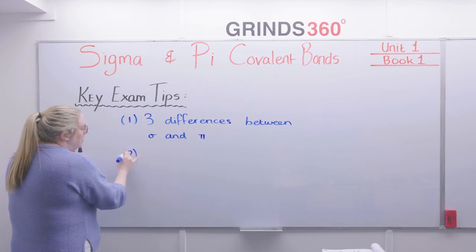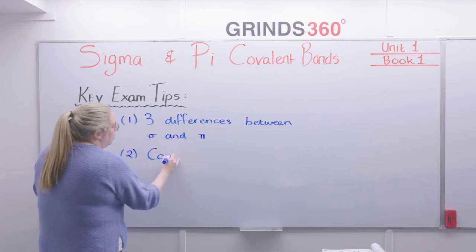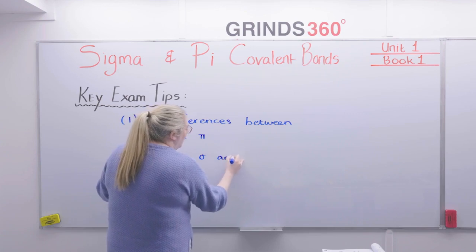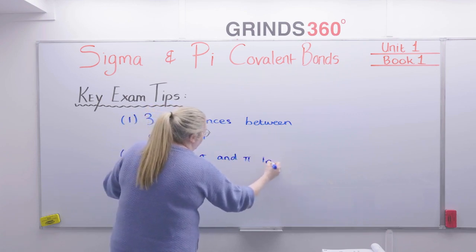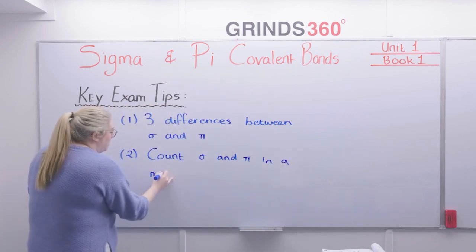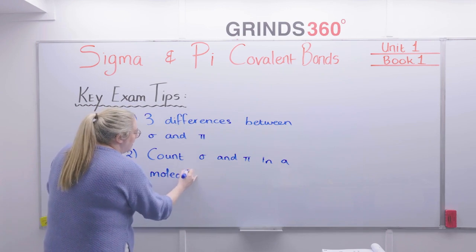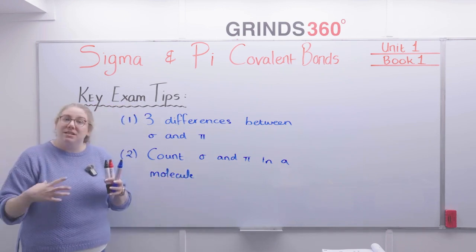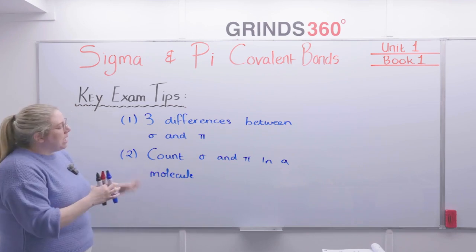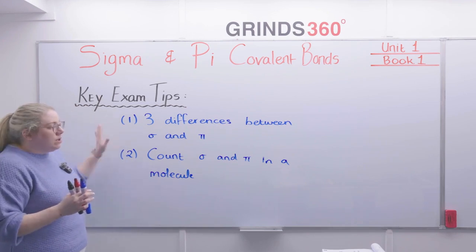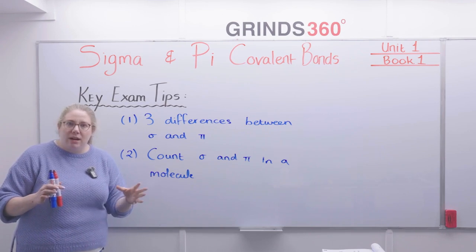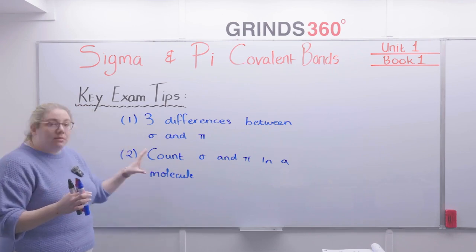And the second thing that you have to be able to do is when you look at a molecule, you have to be able to count the sigma and pi bonds in a molecule. Now to do that, you need to know if you have a single, double or triple bond, how many sigma and pi bonds are in each of those 3. Now, if you can do those 2, you're grand. We're not going to ask you to draw something mad and weird here. So you just need to be able to do that.